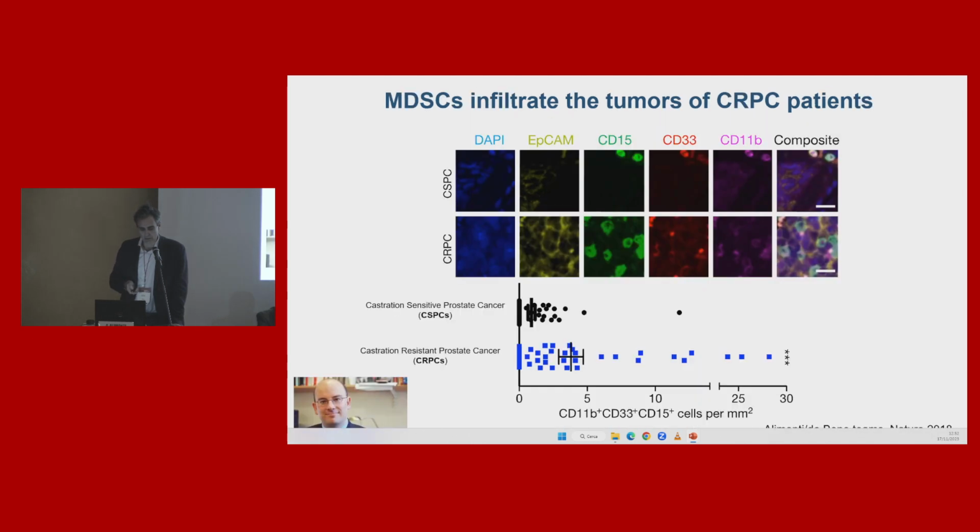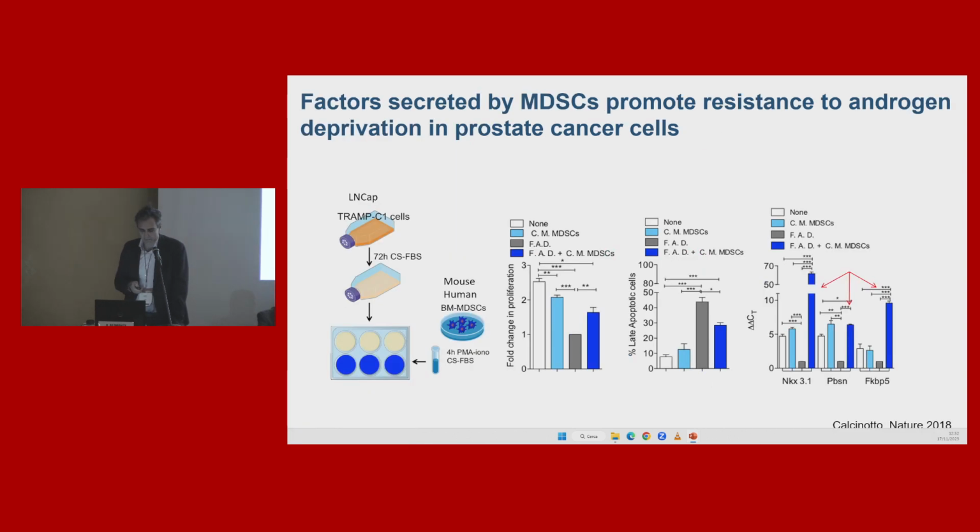This happens also in human prostate tumor samples, in particular in metastatic tumor samples. This has been done with Johann de Bono's team, who demonstrated the presence of these PMN-MDSCs also in metastasis, in particular an enrichment of these cells in CRPC biopsies. As demonstrated by Arianna, once these cells are in the tumor, they start to release factors that allow the cells to acquire the capability to grow in the absence of androgen.